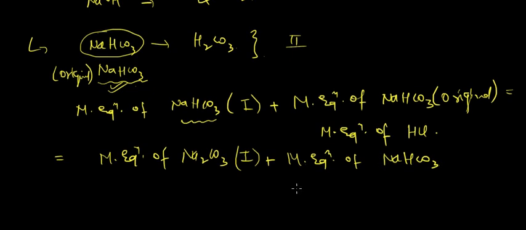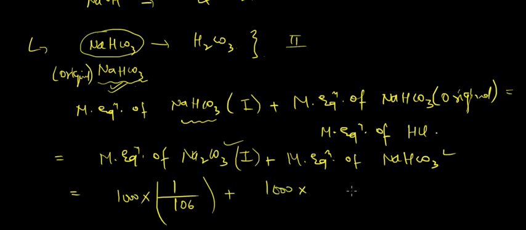Okay, so the n factor of Na2CO3 in the first step would be 1, and in the second step the n factor is already 1, so this is just equal to millimoles. So millimoles of Na2CO3 would be 1 upon 106 into 1000, plus 1000 into what would be the equivalence of NaHCO3? It would be 1 upon 84, which is nothing but 1 upon the molar mass of NaHCO3.